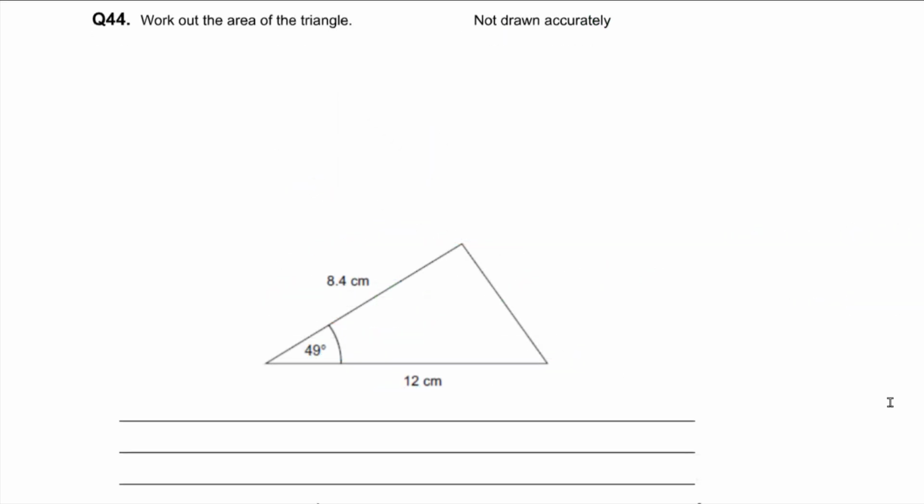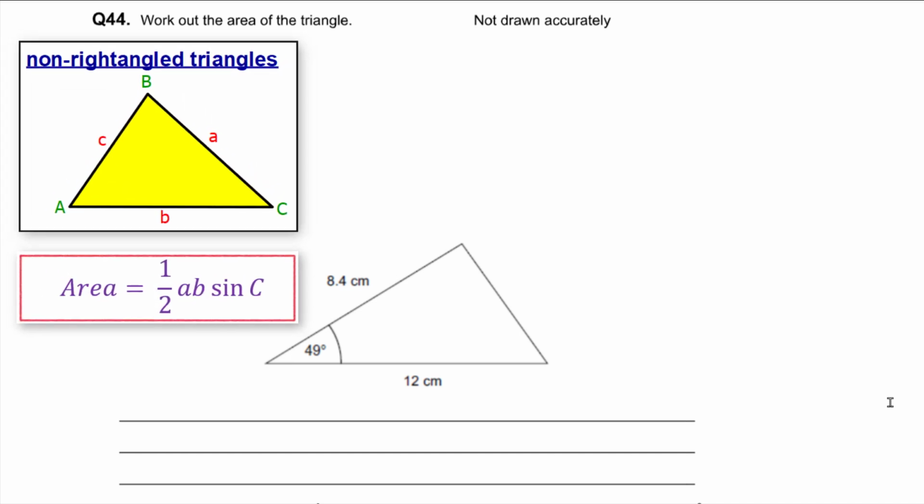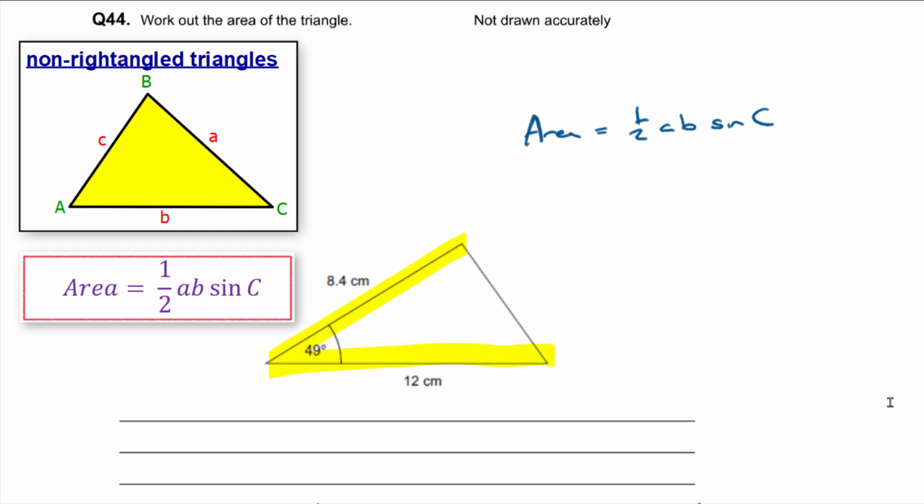Question 44, work out the area of the triangle. So now we're going to be using our trigonometric area formula. It says area of a triangle is half ab sine C. To find the area of a triangle using trigonometry, you need two sides and the included angle. It's always the angle between the two sides that you know, and that's what I've been given here. I know this side, I know this side, and I know the angle between them. So I can use the formula here.